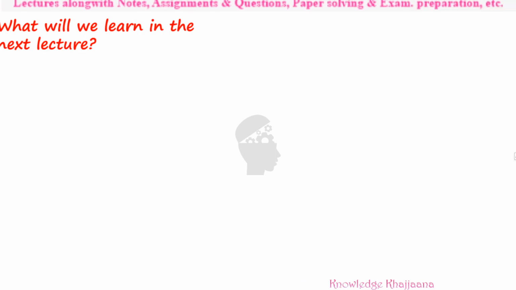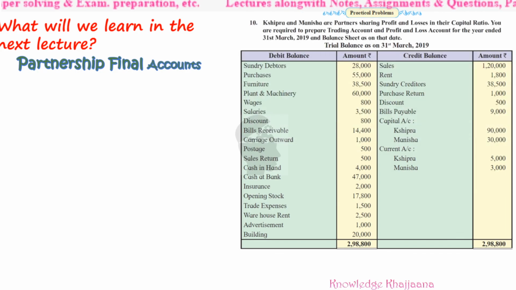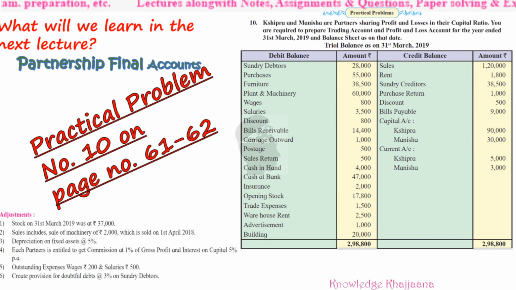So what we will learn in our next lecture is partnership final accounts, practical problem number 10, of Shipra and Manisha. See, the partners are Shipra and Manisha. Okay, which is given on page number 61 to 62. And we will solve that practical problem.